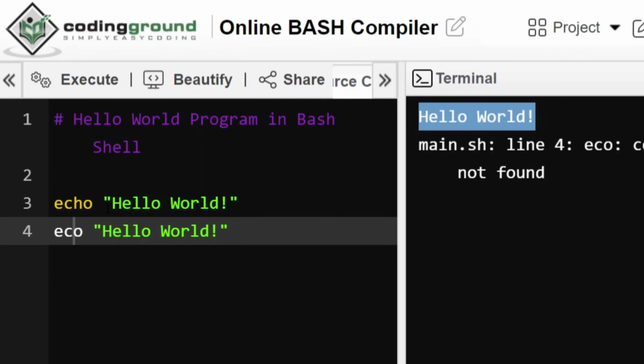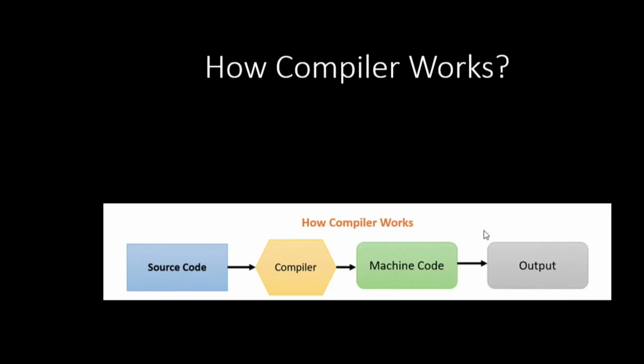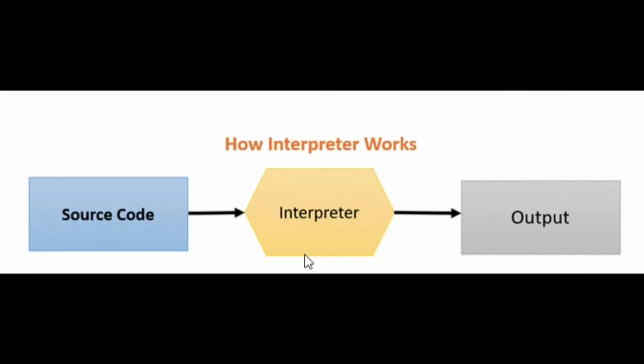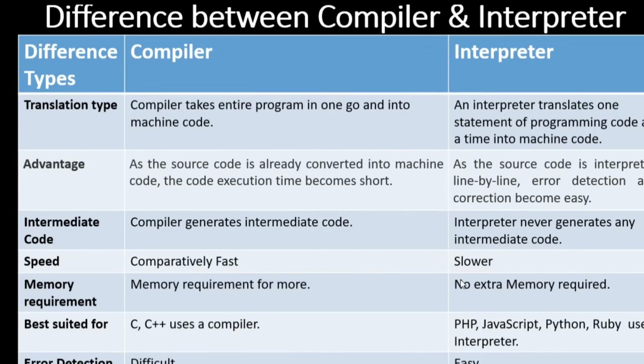I hope you understood. Now let's go to the next difference. Okay, this is your compiler diagram. You can see the source code is there, compiler is there. Compiler converts your program into machine code, and then you get your output. And this is your interpreter, it is not generating any machine code, there is source code, it interprets and generates output.